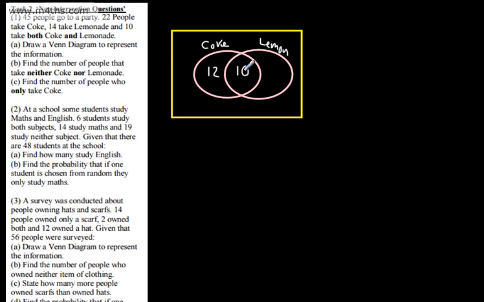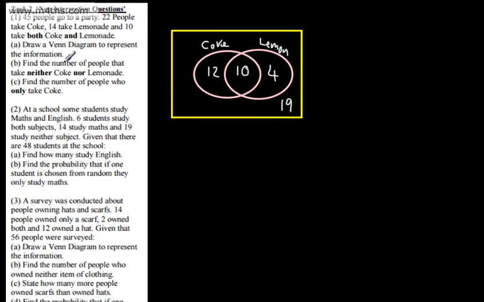14 take lemonade. Well, I've already got 10 here, so lemonade only is 4. Let's just read this. Coke only is 12. Coke and lemonade is 10. Lemonade only is 4. We need to finish this. Remember, with the Venn diagram, we need 3 different values. I'm missing this one just here, and these are the people that take neither. So we've got 45. If I add that, that gives me 22. That gives me 26. 26 from 45 will give me 19.